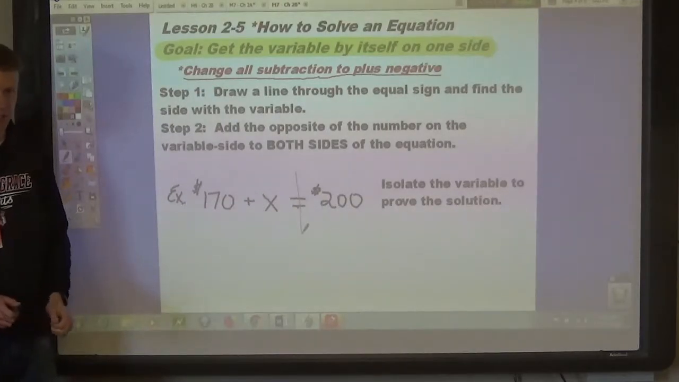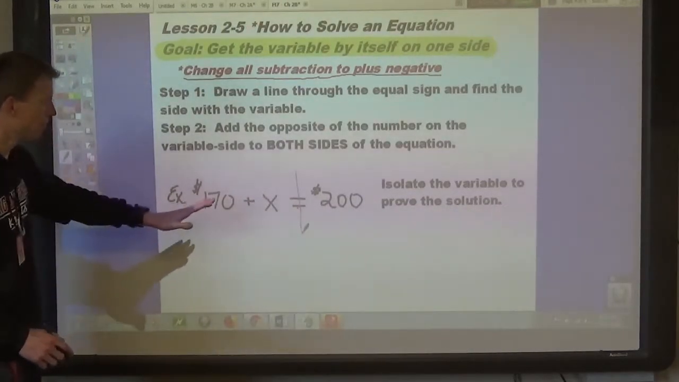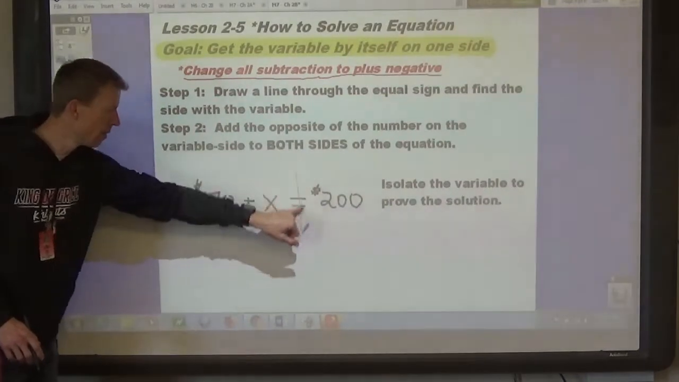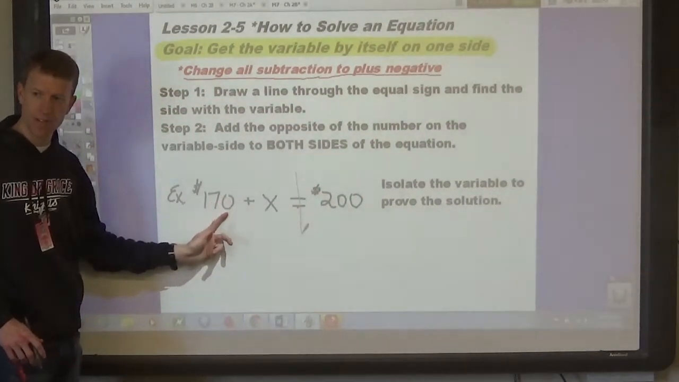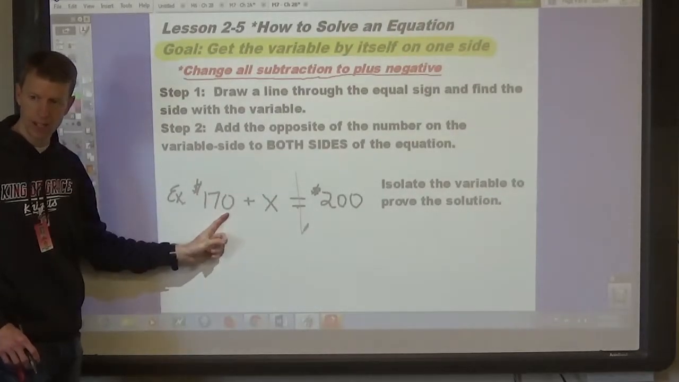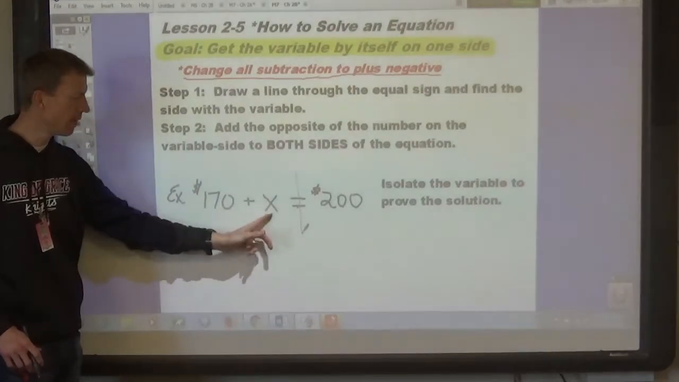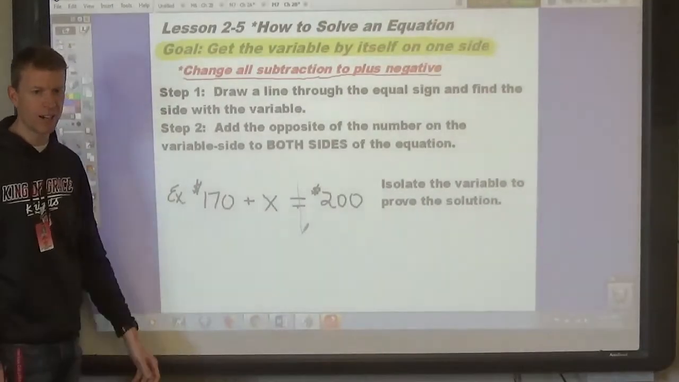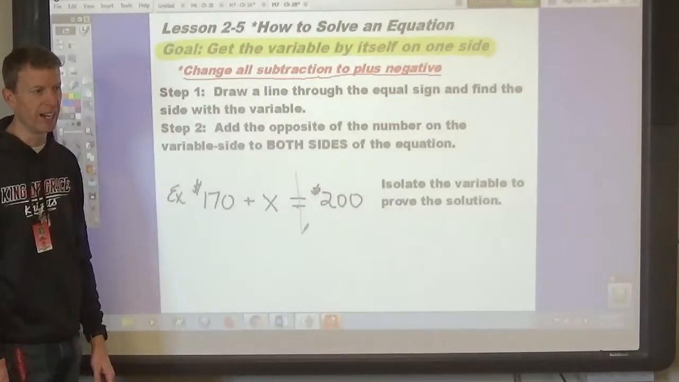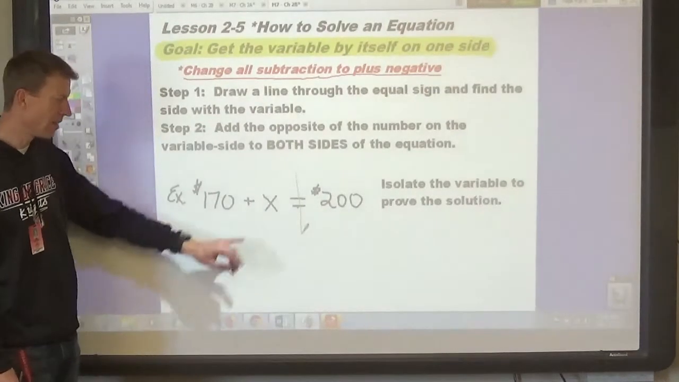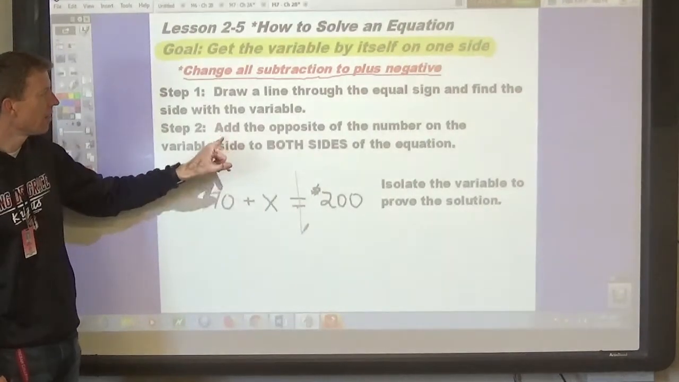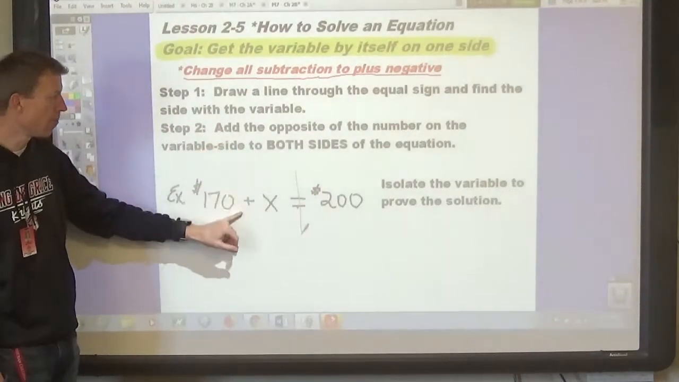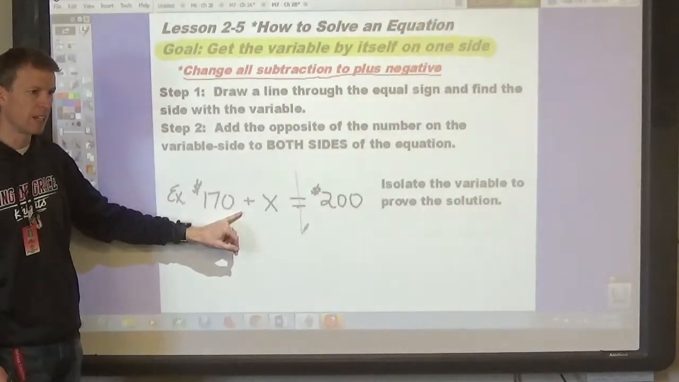So here's where you start this. After you draw the line, you always start on the side with the variable. Okay? Find the side with the variable. Which side is the variable on? Bennett. On the left side, so you start on the left side. Yep. Then you add the opposite of the number that's on the variable side.